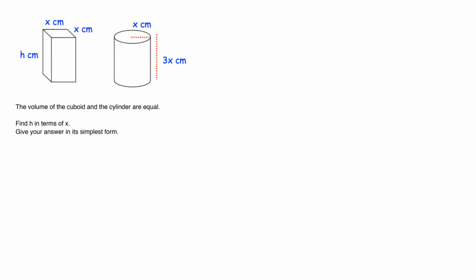So here we have a cuboid and a cylinder, and we're told that their volumes are equal. And they would like us to find h in terms of x and give our answer in its simplest form. So let's begin by working out the volume of the cuboid in terms of x and h.